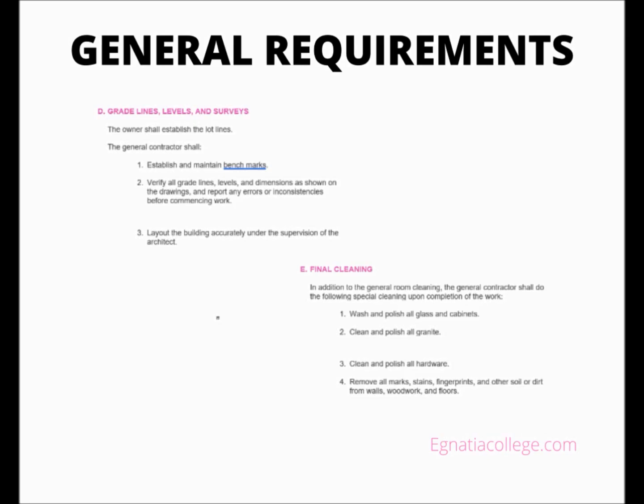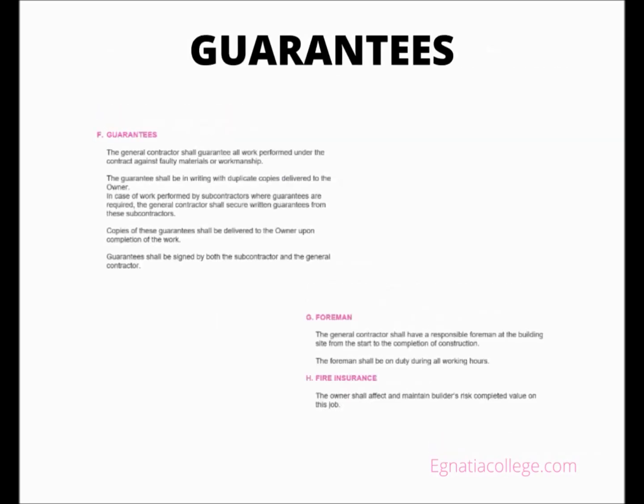Guarantees. The general contractor shall guarantee all work performed under the contract against faulty materials or workmanship. The guarantee shall be in writing with duplicate copies delivered to the owner. In case of work performed by subcontractors where guarantees are required, the general contractor shall secure written guarantees from these subcontractors. Copies of these guarantees shall be delivered to the owner upon completion of the work. Guarantees shall be signed by both the subcontractor and the general contractor.